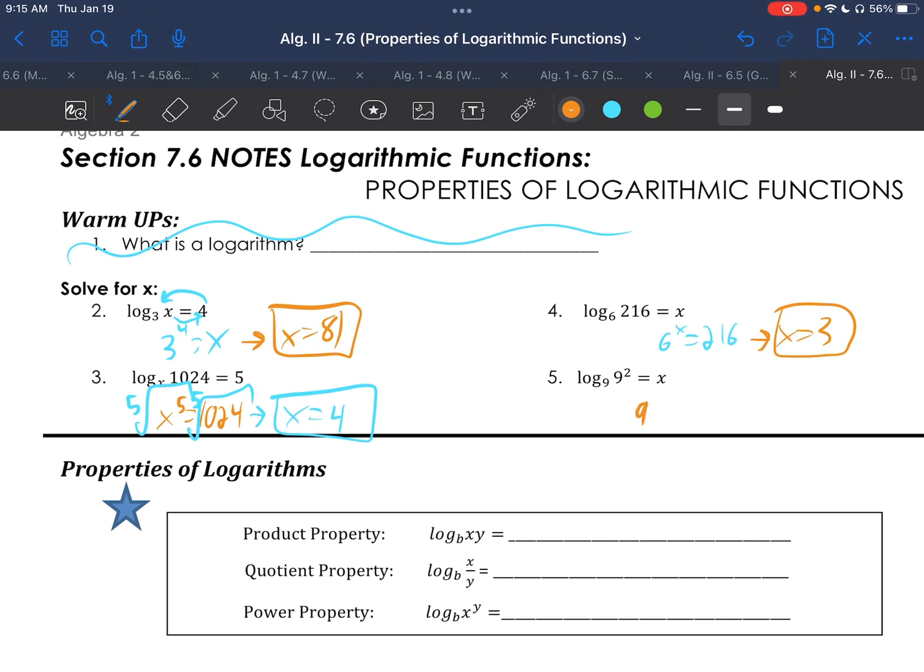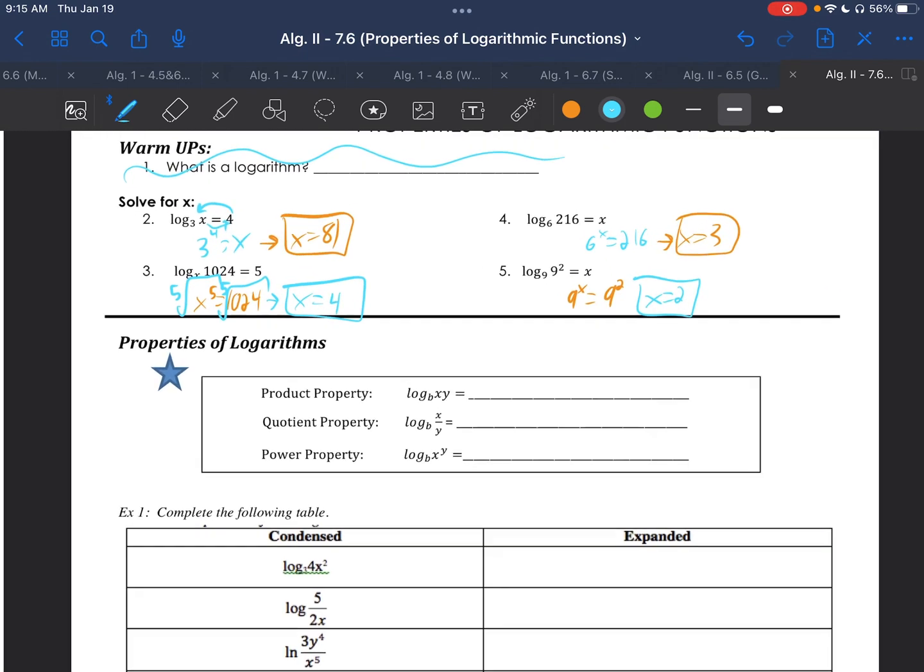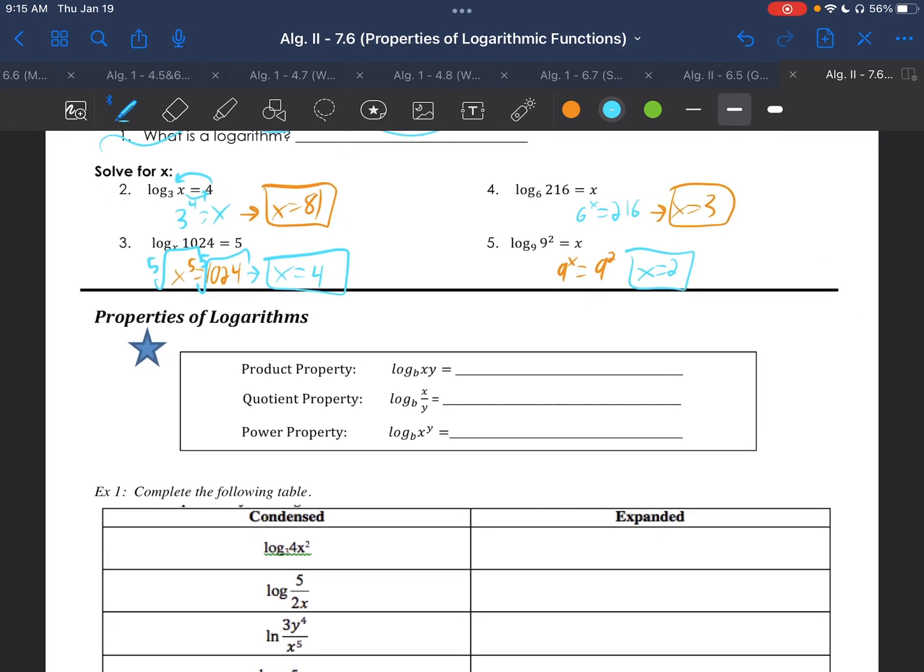5, 9 to the x power is 9 squared. Well, x would have to be 2 for those exponents to match. All right, we're going to talk about some properties of logarithms today, and these can be very helpful as we try and solve logarithms going forward.